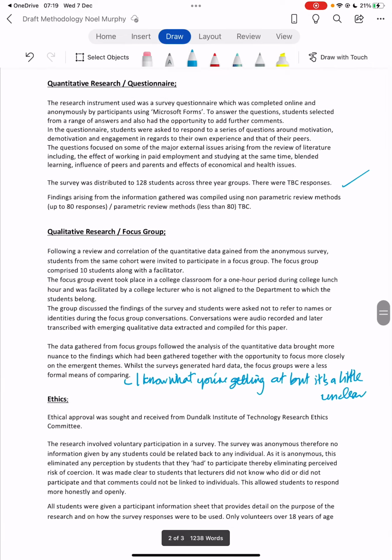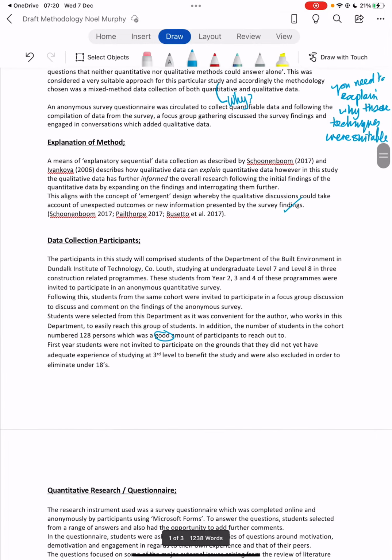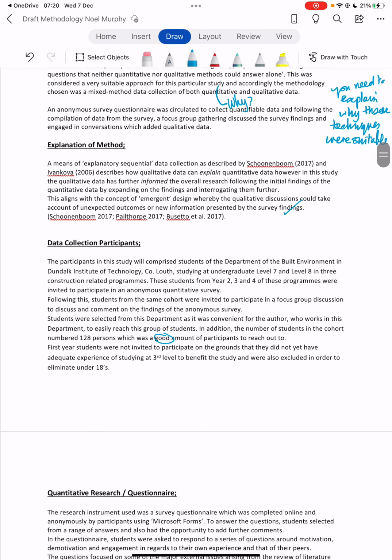So that's it, Noel. It's coming together well, and I'm happy to see it's got a nice flow to it. You've got your citations in there, so it's all looking good, and you can just update this as you go, and when the data starts to come in, you can put in things like your response rate and so on.